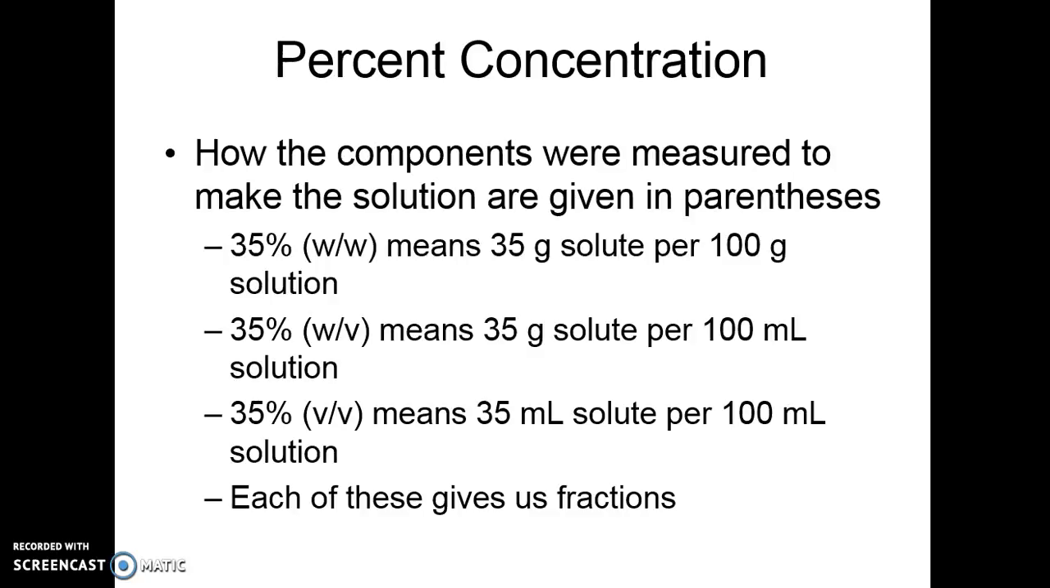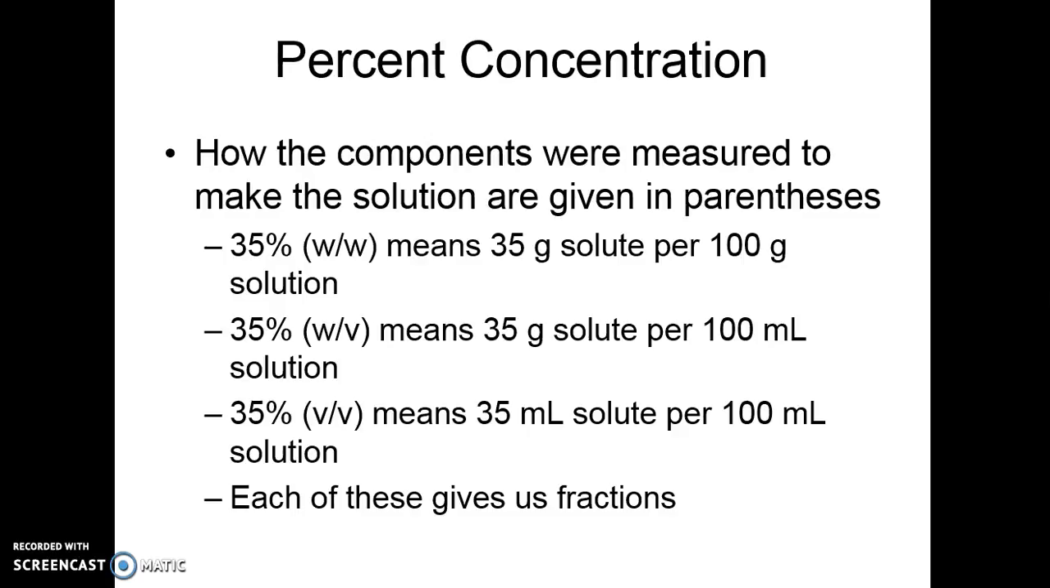When you look at a percent concentration symbol, it often will have W/W or W/V or any of these symbols right here. And what this is telling you is how it was prepared. W over W means weight for weight. W over V means weight per volume, and V over V means volume for volume.